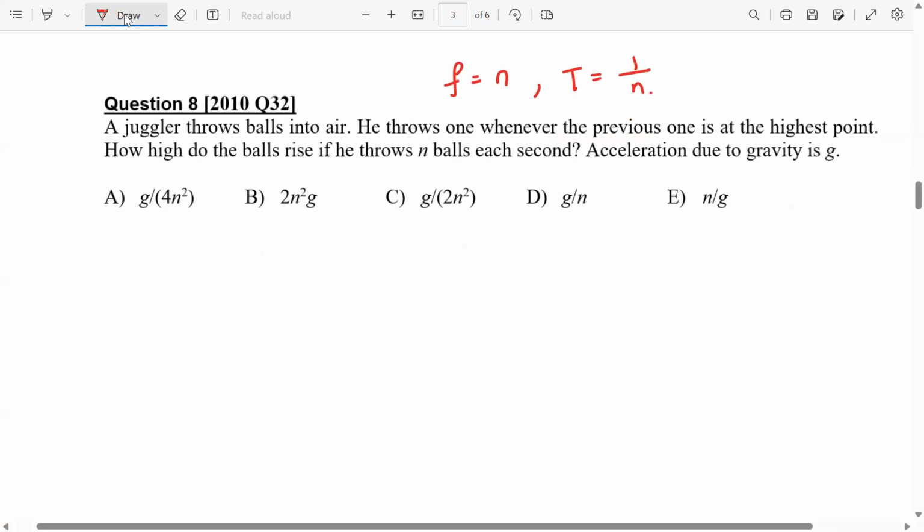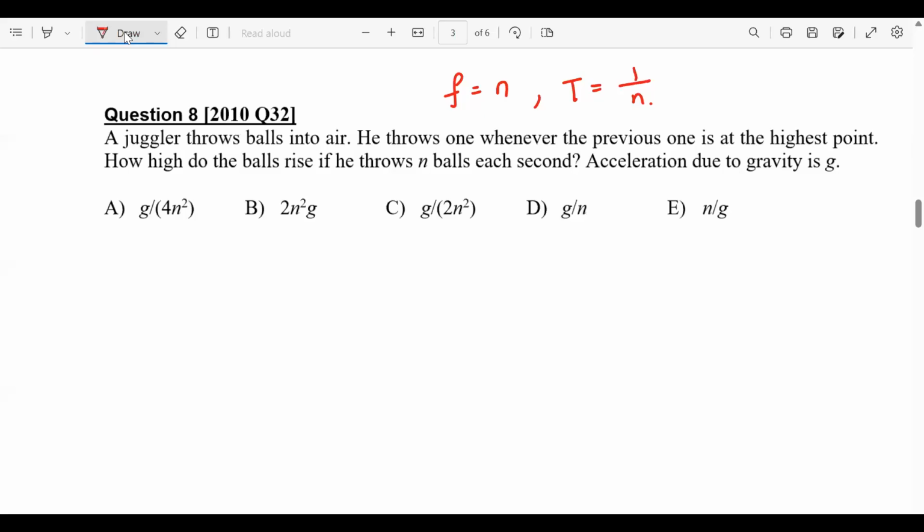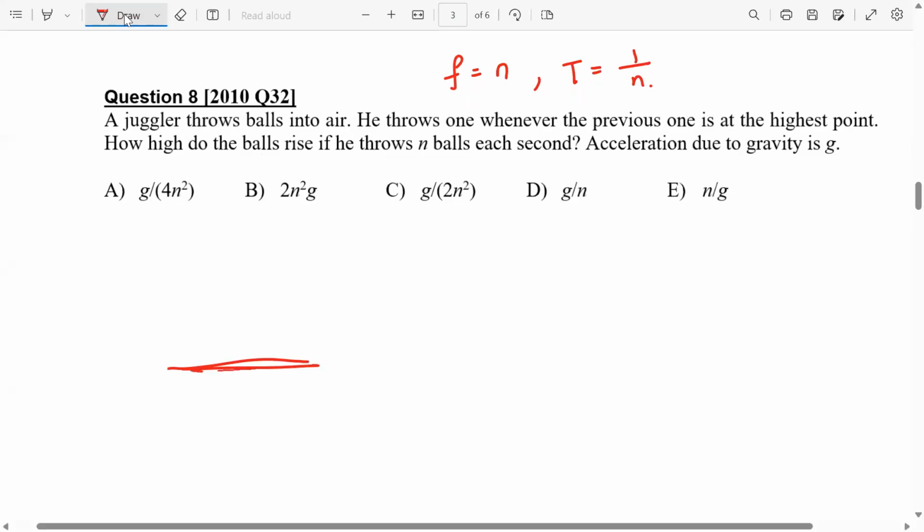So from the bottom to the highest point. Okay, so let me draw out the thing now. From the bottom to the highest point, you will go up with, let's say, a speed u, go up to the highest point. And here, it is momentarily at rest, comes down. Now the thing is that we are supposed to find this height. How far do they rise?